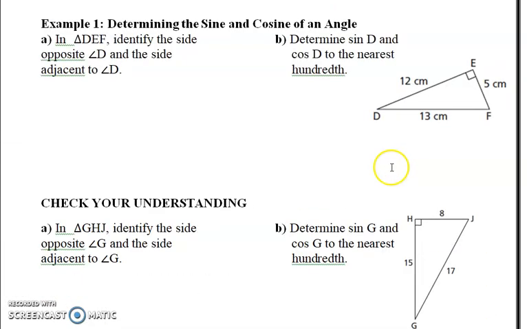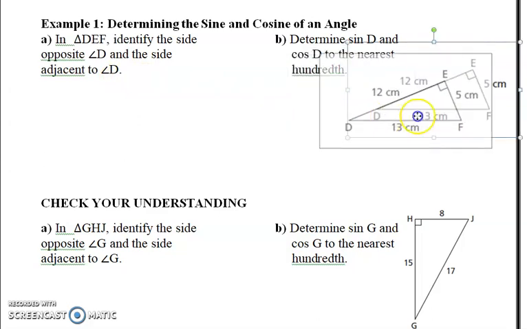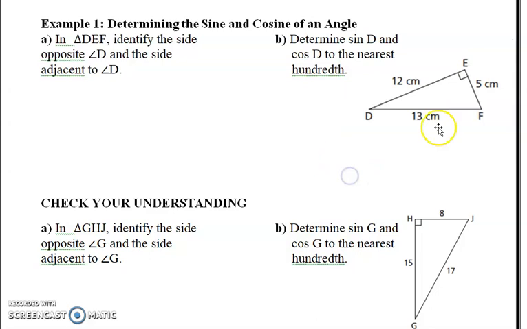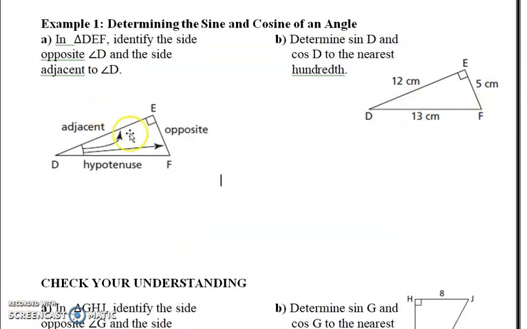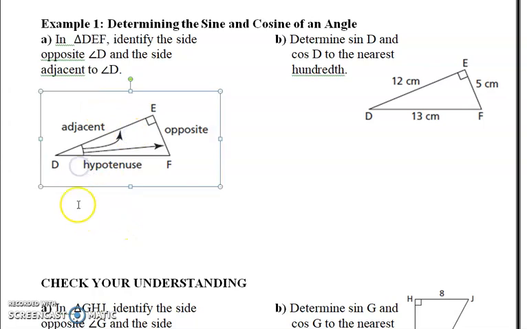So we'll look at the first example. The example says determine the sine and cos of an angle. So in triangle DEF, identify the side opposite of angle D and the side adjacent to angle D. So we'll take our triangle and we'll label that now. So here's our triangle, and we've labeled it.